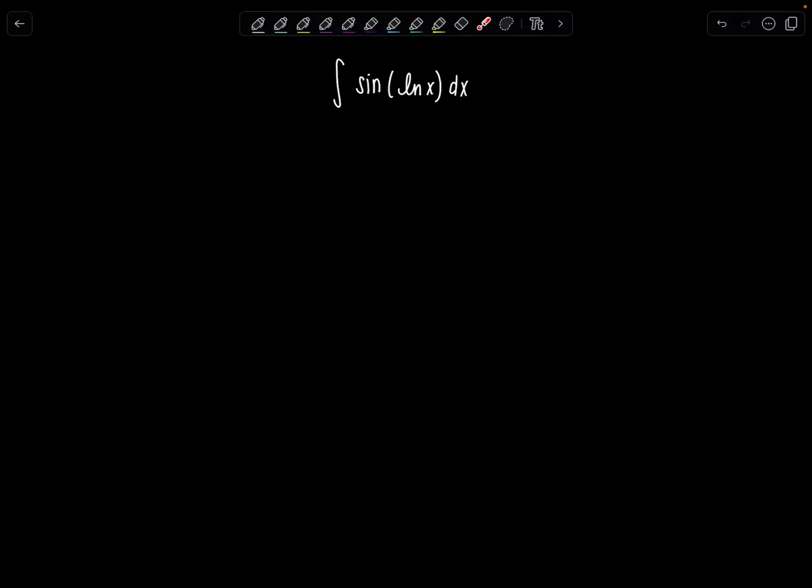to save my variable u for when I do by parts. So I'm going to go ahead and let t be the natural log of x. And that might seem like a strange choice, but things will unfurl nicely in just a moment. Before I go ahead and differentiate both sides, I'm actually going to rewrite this in exponential form. It's going to make things easier. So if t is natural log of x, that's the same as e to the t equaling x.